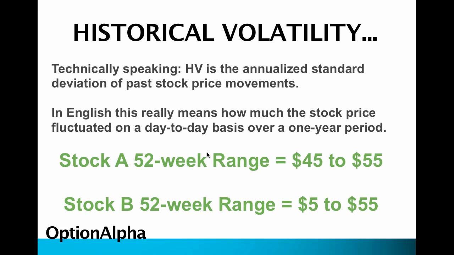So historical volatility. Technically speaking, historical volatility is the annualized standard deviation of past stock movements, right? So what the heck does that mean in English? Well, it really means how much the stock price has fluctuated on a day-to-day basis over a one-year period. Let's just, for example, take stock A's 52-week range is 45 to 55, right? Pretty tight and narrow range, even though it's a high-priced stock. Well, stock B is a little bit more volatile in that its 52-week range is 5 to 55. Much more volatility over the last year.